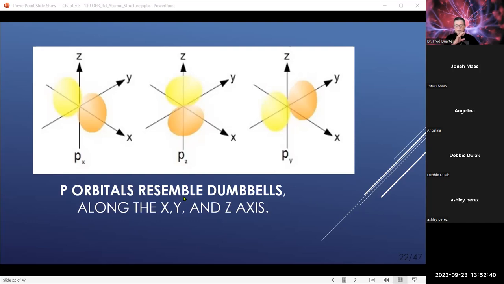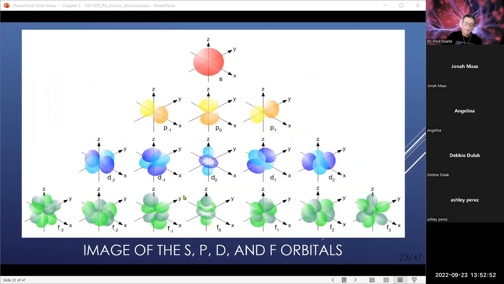Again, there are three separate equations, data is plotted, and you come up with these three images. These are called dumbbell shape, okay? Now, with respect to the other orbits, they get very crazy looking, very crazy looking. So, excuse me, you can see the top one that represents the S orbit.